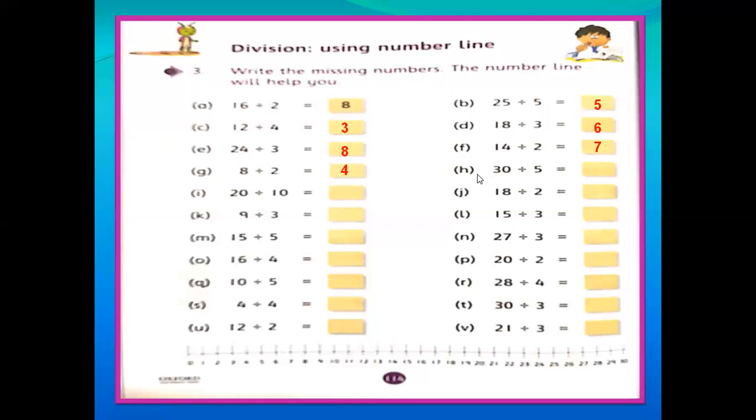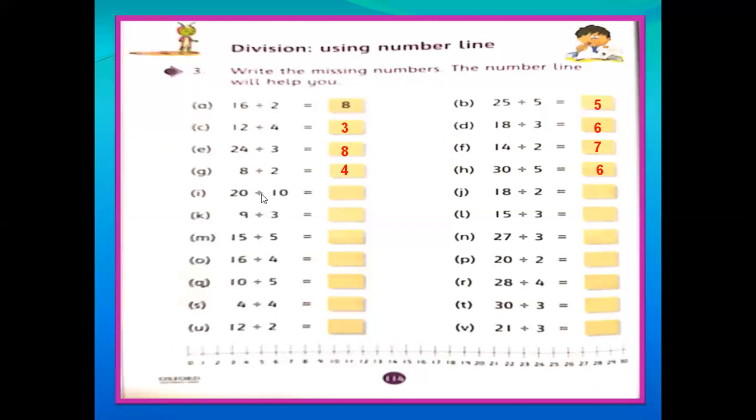H part, 30 divided by 5. So read the table of 5. 5 ones are 5, 5 twos are 10, 5 threes are 15, 5 fours are 20, 5 fives are 25, 5 sixes are 30. So the answer is 6.